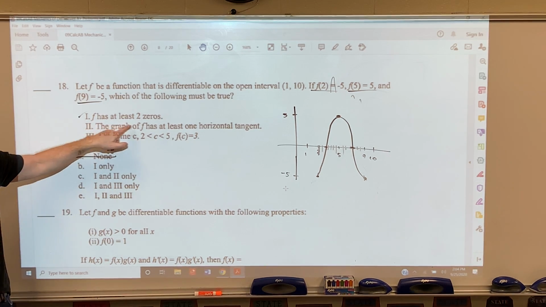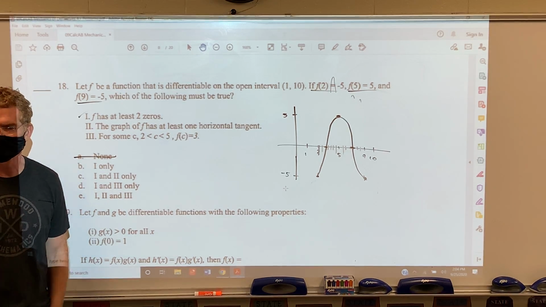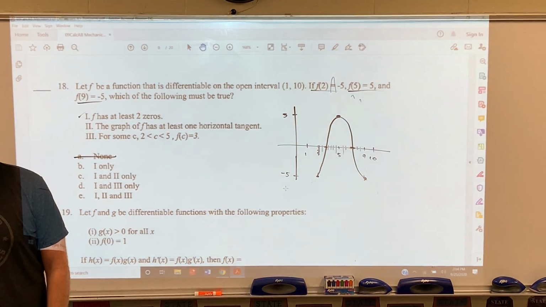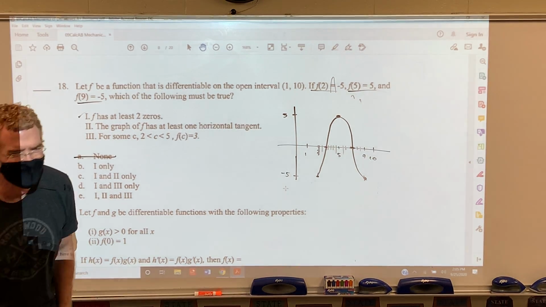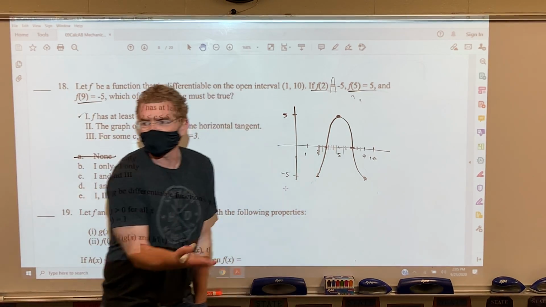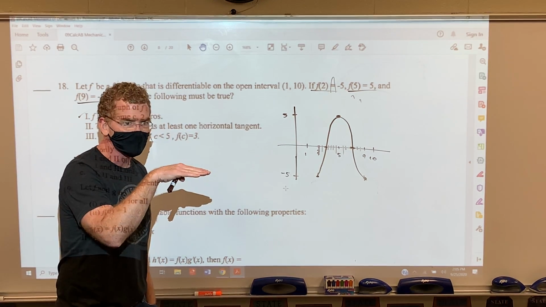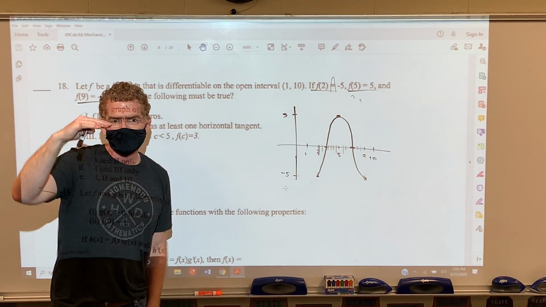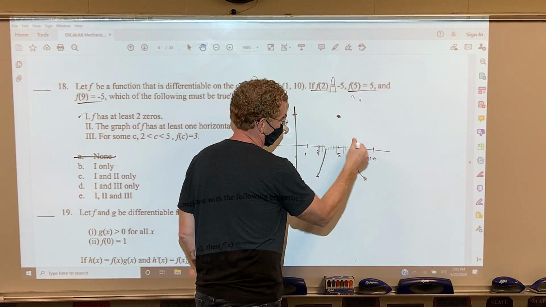All right, the graph of f has at least one horizontal tangent. That is true. At the top. Why not? Because it could do this, like, it could go up past it. Yes. It'll still happen at some point. Look, the only way it couldn't happen, you're going to learn theorems for this. The only way it couldn't have a horizontal tangent is if it didn't flatten out on the top. How is it going to get from here to there and not flatten out on the top? Well, the only thing I can think of is maybe this.